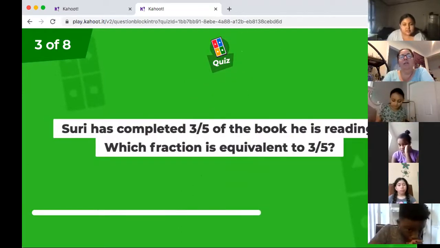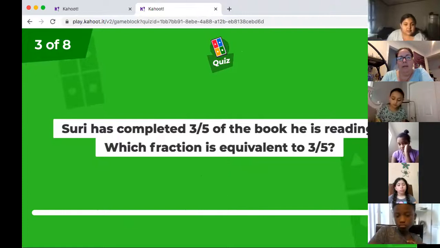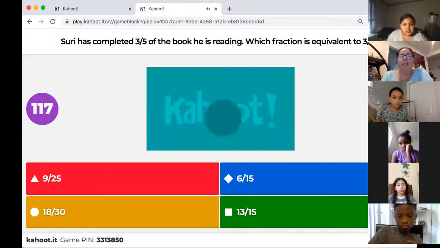Surrey has completed 3/5 of the book he is reading. Which fraction is equivalent to 3/5?